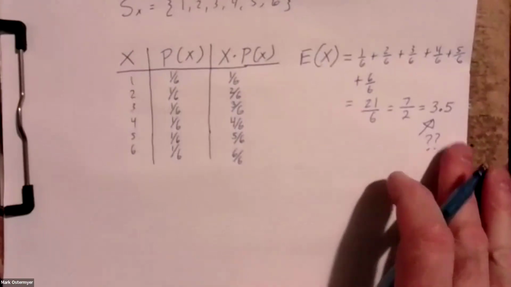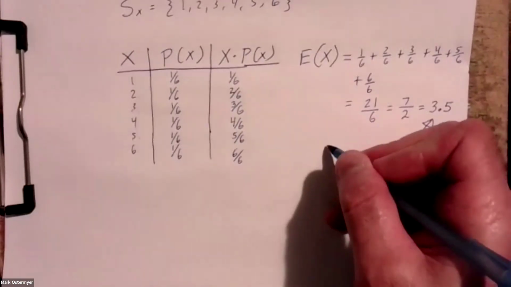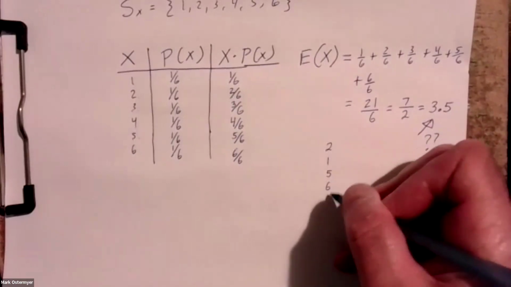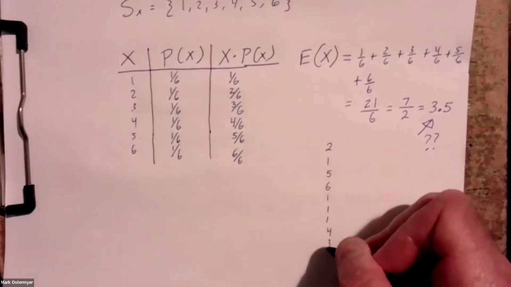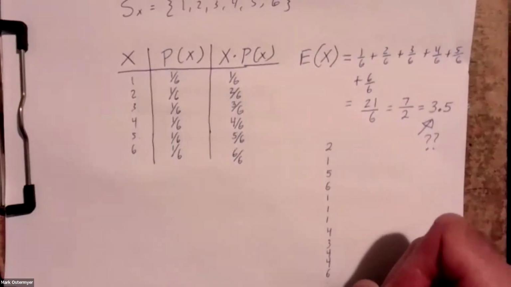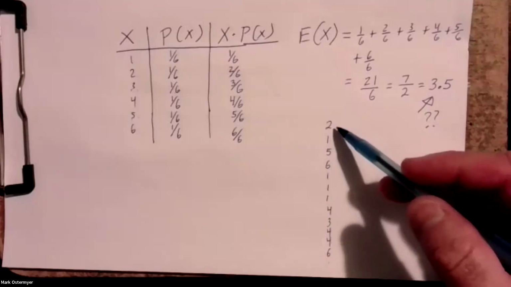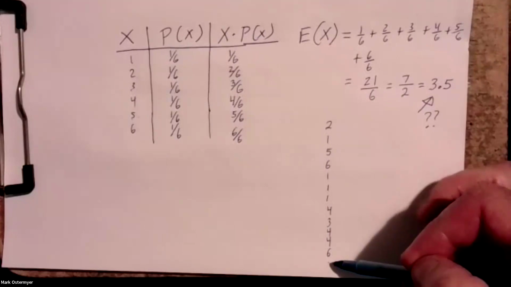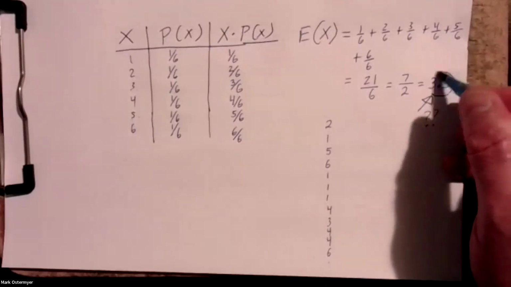If we were to roll this die 100 times and keep track of each face that we roll, let's say the first time we roll a 2, maybe a 1, maybe a 5, and then a 6, maybe a 1, maybe a 1, maybe a 1, maybe a 4, maybe a 3, maybe a 4, maybe 4, maybe a 6. If we were to keep track of all our outcomes for 100 rolls of this die, add them all up and divide by 100, we would expect that average to be what? 3.5.